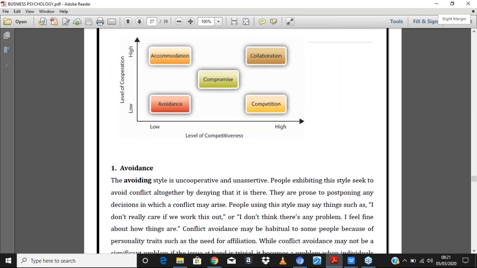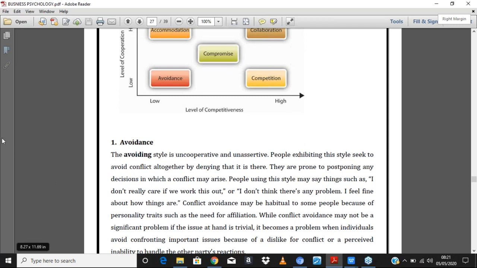The first conflict resolution system or style is what is called avoidance. Now, the avoiding style is an uncooperative or unassertive method. People exhibiting this style seek to avoid conflict altogether by denying that it's there. So you want to avoid, you don't even want it to be there.